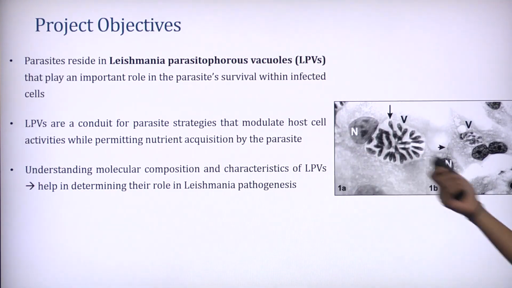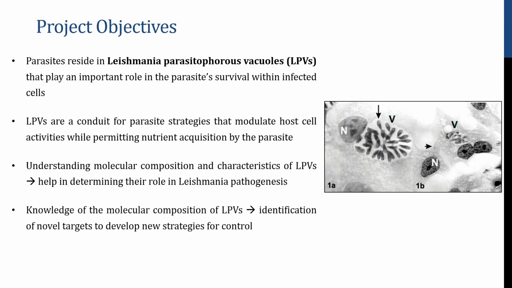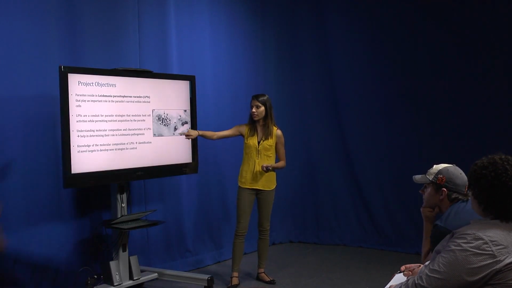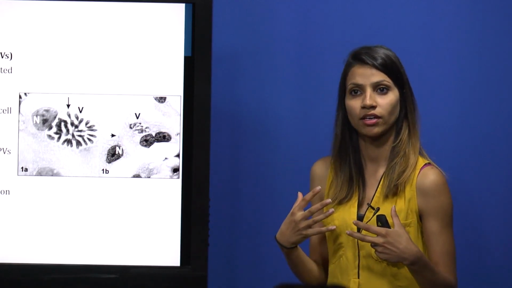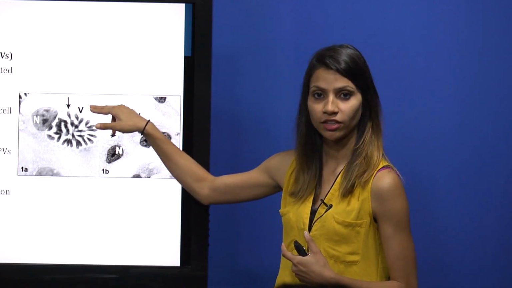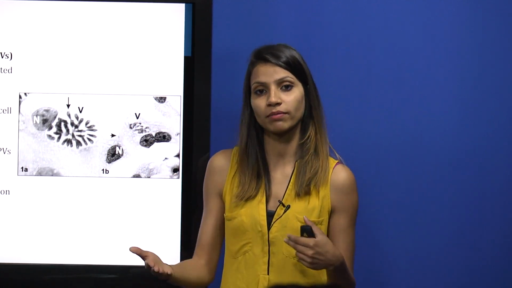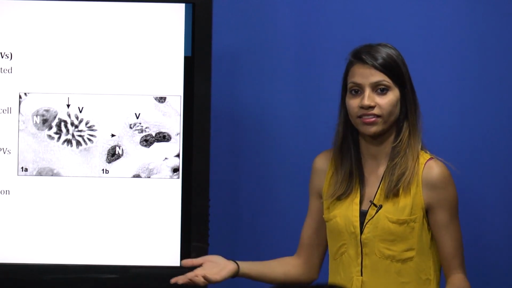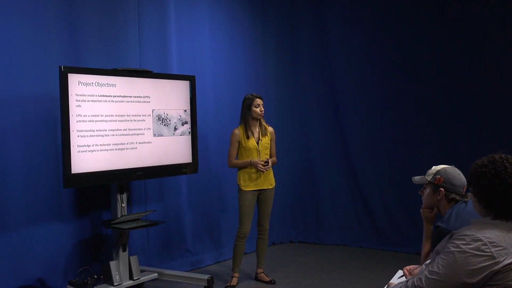And then understanding the molecular composition and characteristics of LPVs will help us in determining their role in Leishmania pathogenesis, and this knowledge will ultimately help us in identification of novel targets to develop a new strategy of control. Which basically means that if these parasites are releasing proteins inside the cell to help reproduce, if we target those secreted proteins with a drug, then those proteins will not be able to help the parasite to reproduce any longer, and then it can be treated very quickly. So it's very important to identify those proteins which are helping it.